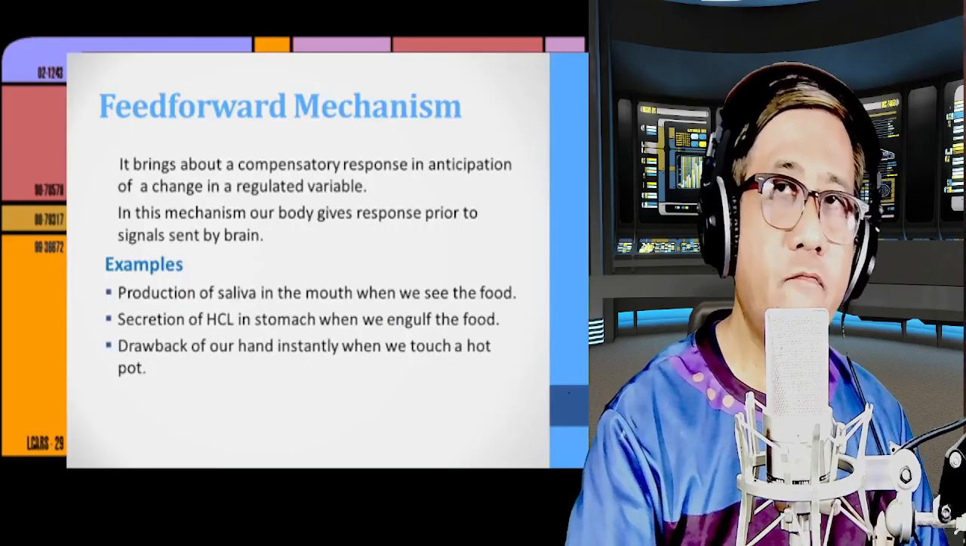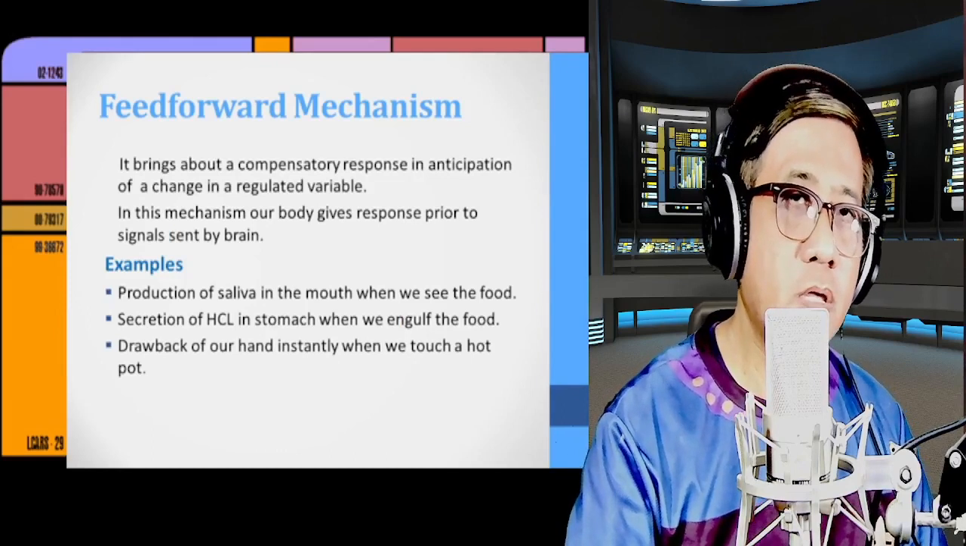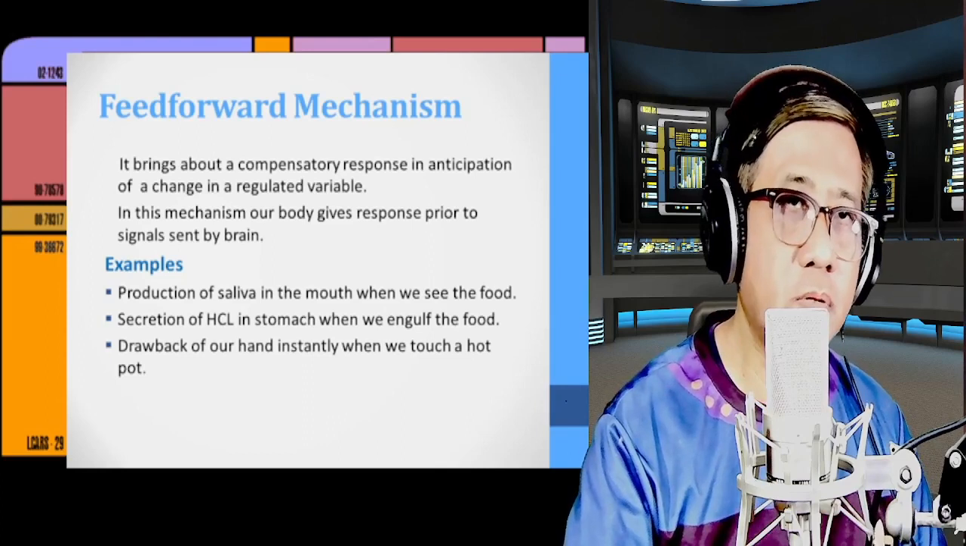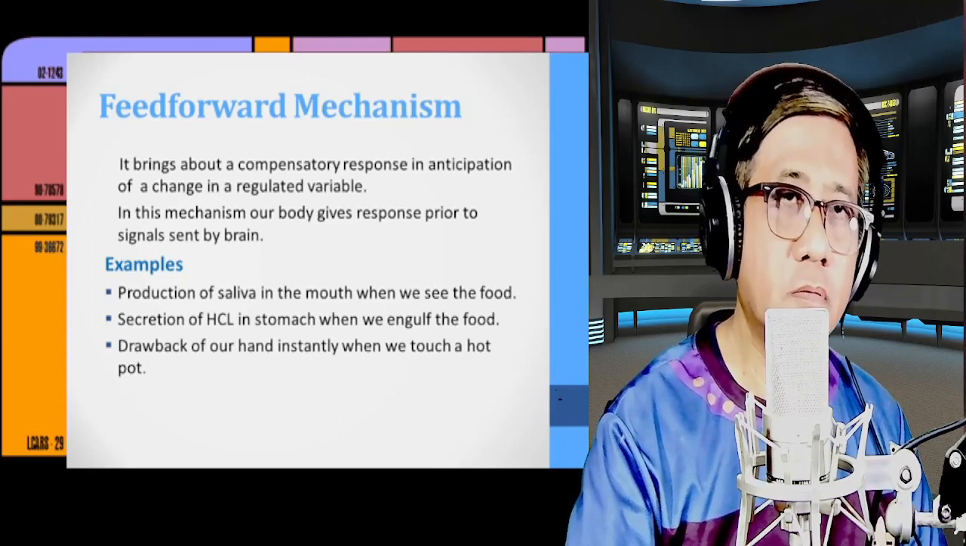Alright, so feed forward mechanism in the maintenance of balance brings about a compensatory response in anticipation of a change in a regulated variable.